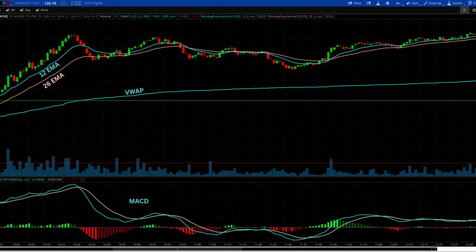The VWAP-MACD cross strategy. This strategy works best for intraday trading on 2-minute or 5-minute time frames. 1. The setup, defining the buy-sell zone. For longs, price must be trading above the VWAP. This ensures you are only buying when the volume-weighted momentum is bullish. For shorts, price must be trading below the VWAP. This ensures you are only selling when the volume-weighted momentum is bearish.